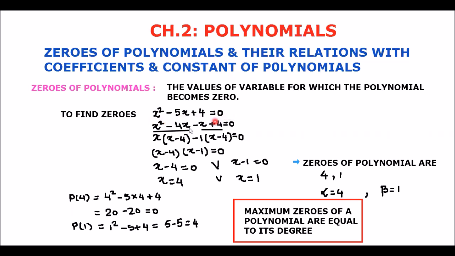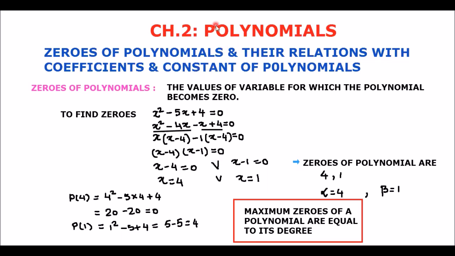Let's factorize it by breaking the middle term. It will be x square minus 4x minus x plus 4 equal to 0. Taking the first two terms together and the last two terms together, you will factorize it as (x minus 4) and (x minus 1) equal to 0. Since, children, the product of two numbers is equal to 0, that means one of them must be equal to 0.